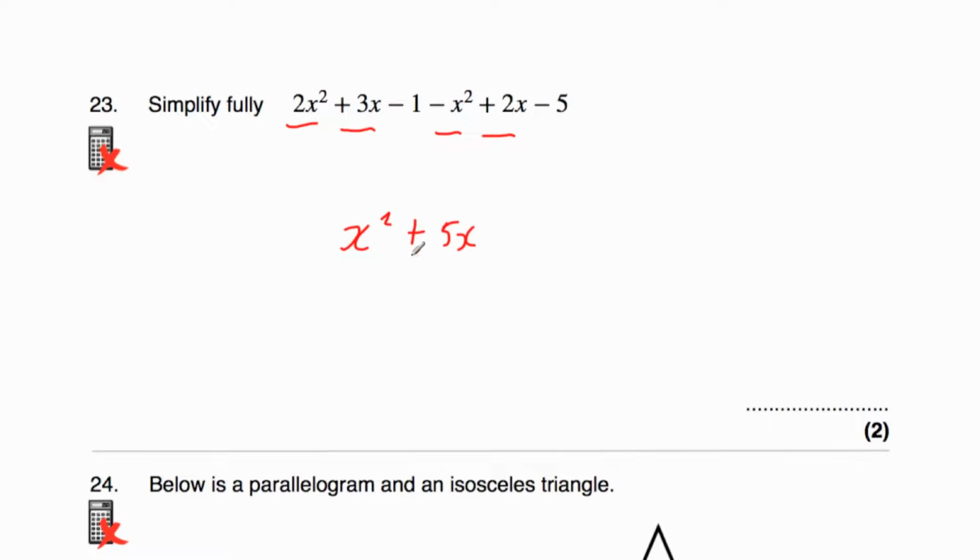And now let's deal with our numbers, or our constants. We've got -1, take away 5. Well, -1, take away another 5 would be -6. So the answer would be x squared plus 5x, take away 6. Okay, let's have a look at our next question.